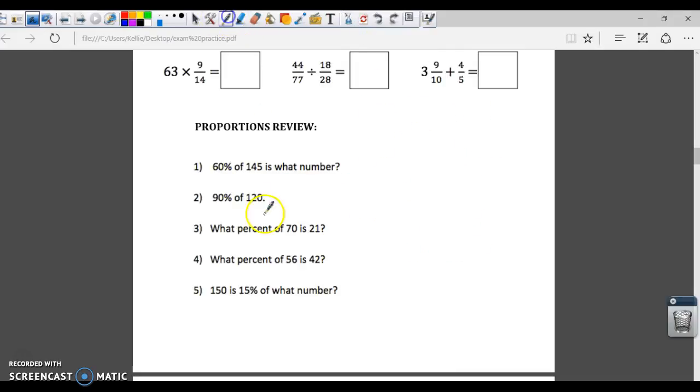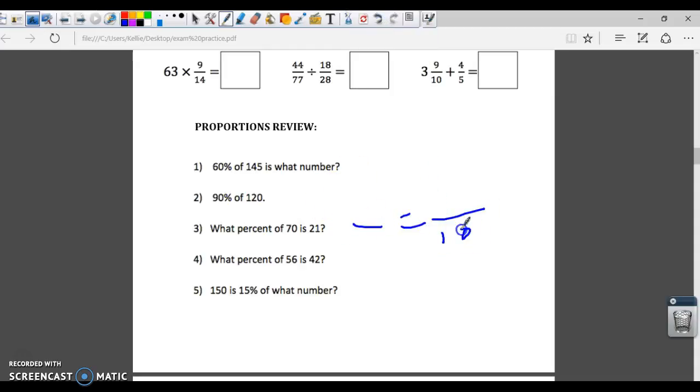Let's go with number 2 with the setup. So this time I have 100, 90% of 120. So cross multiply, that's 120 times 90. So you're 120 times 90. And of course you're dividing that by 100, which basically means you're just moving the decimal over 2 times. So that is going to equal 108. So 90% of 120 is 108.